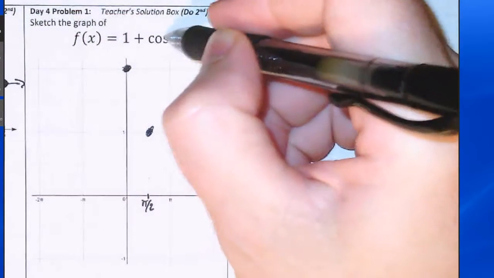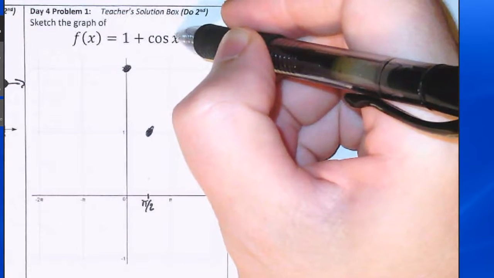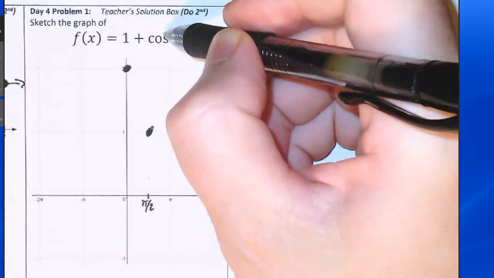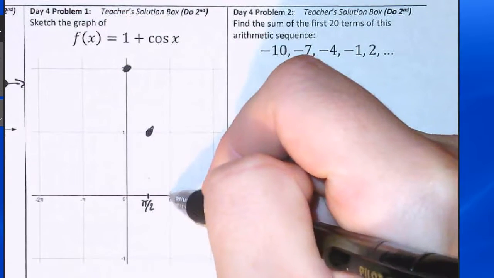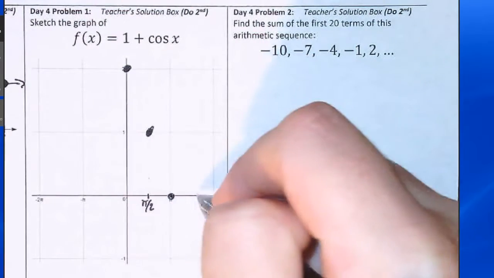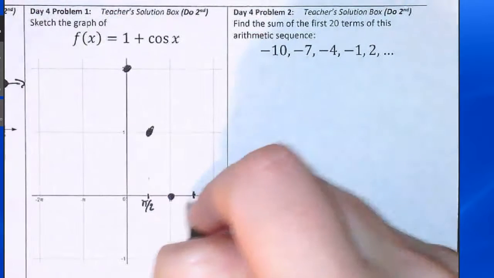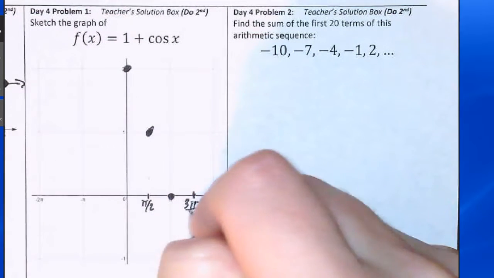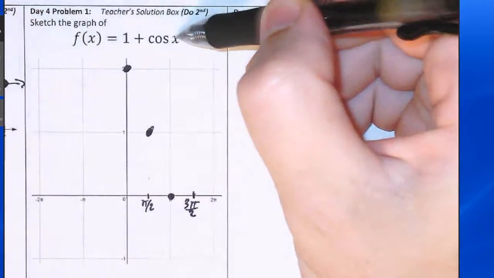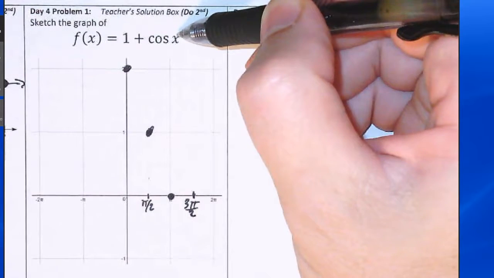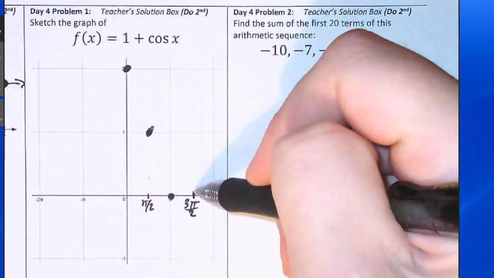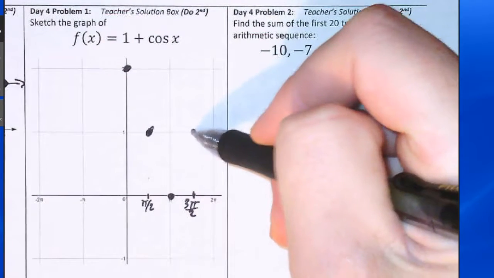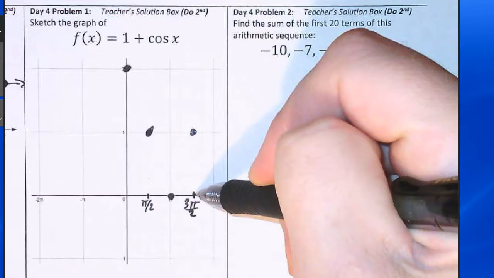Next, let's find the cosine of pi. The cosine of pi is -1, and -1 plus 1 is 0. So for pi, the answer is 0. Next, let's mark this position right here. This is 3 pi over 2. The cosine of 3 pi over 2 on the unit circle is 0, and 0 plus 1 is 1. So the function value is 1 for 3 pi over 2.